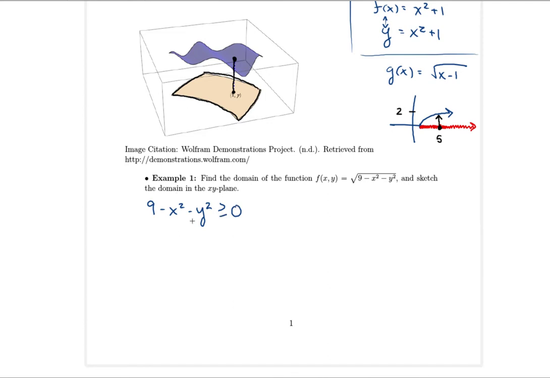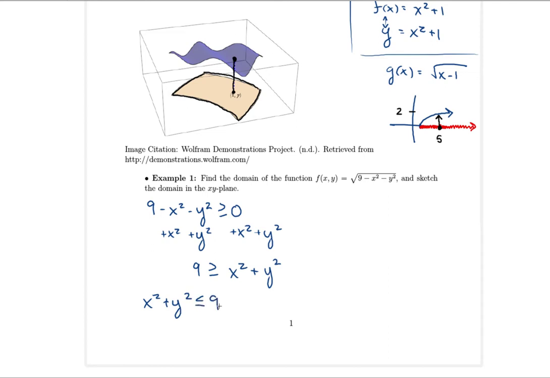But of course, I can move stuff around here and add x squared and y squared to both sides. So I end up with this. X squared plus y squared is less than or equal to 9. Or if I flip it around, it might be easier to read.